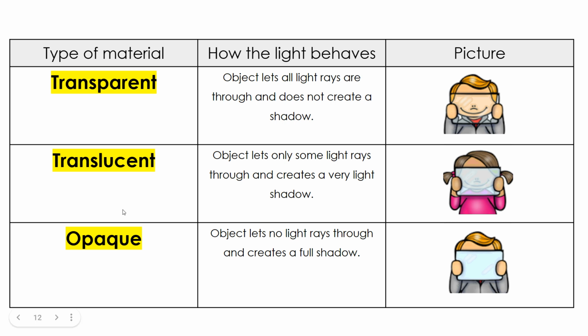The final type of material is an opaque material. And opaque materials let no light rays through, and they create a full shadow. You notice from the hair, we have the same boy in the first picture, in the third picture, and we cannot make out his facial expressions. You can't see his face.